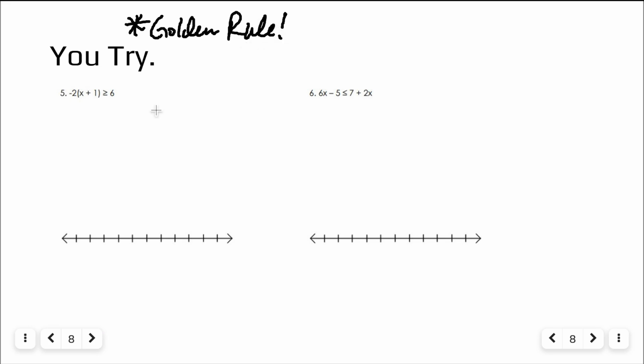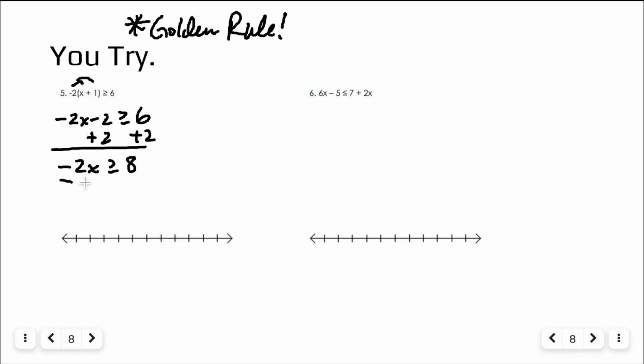that golden rule. So I'm going to distribute the negative 2. Gives me negative 2x minus 2 is greater than or equal to 6. I'm not going to reverse the inequality sign right now because I only multiplied one side of the inequality by a negative, not both sides, just the left side by -2. So I'm going to keep going, and I'm going to add 2 on both sides. It gives me -2x is greater than or equal to 8.